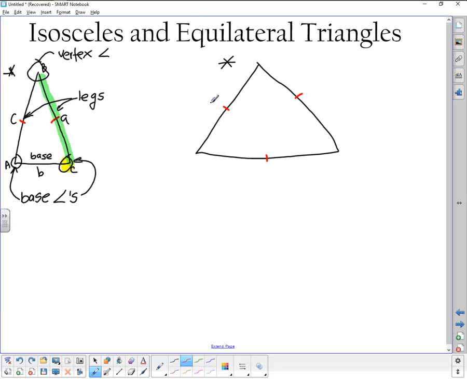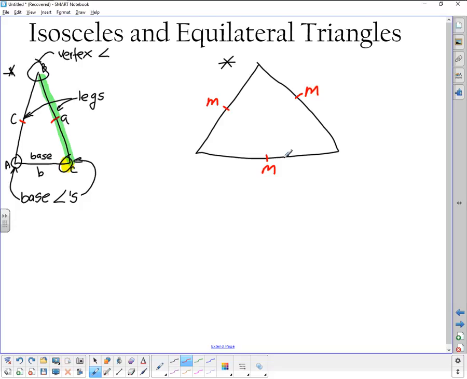So basically, if one side measures m units, these will be m and these will be m. All the sides will be equal. Basically, if this is 7, this side will be 7, and this side will be 7. Okay, that is what you're supposed to know about an equilateral triangle.